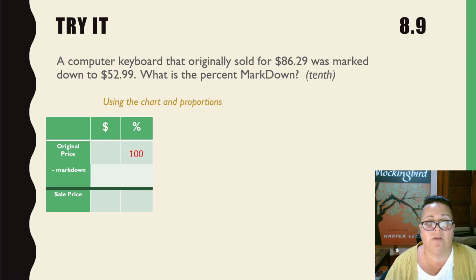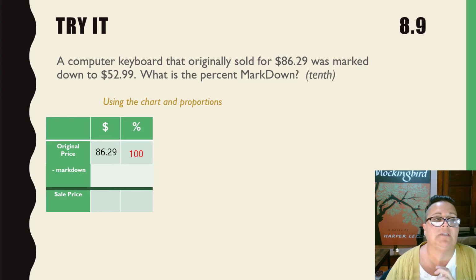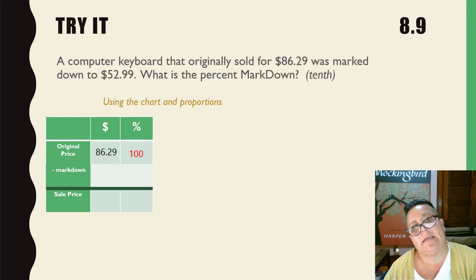Since this is a markdown, our base or 100% is the original price. So there's my 100. And then we're going to mine the word problem for the rest of the information. Data mining the word problem. So the original selling price was $86.29. It was marked down to $52.99. Now watch the way this is stated.